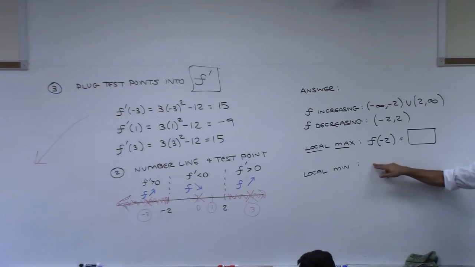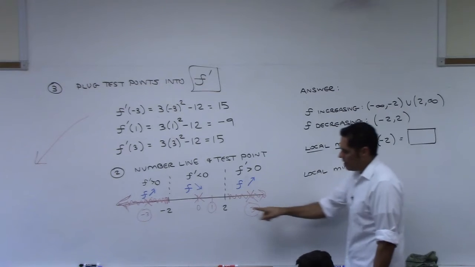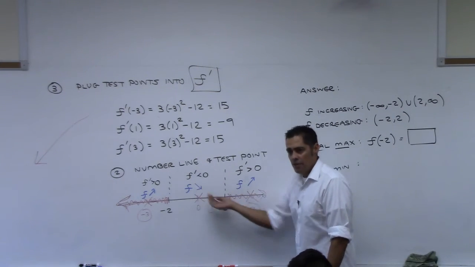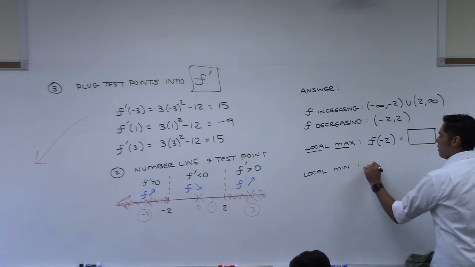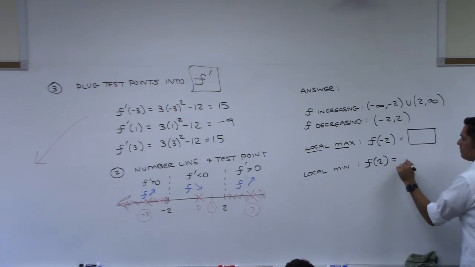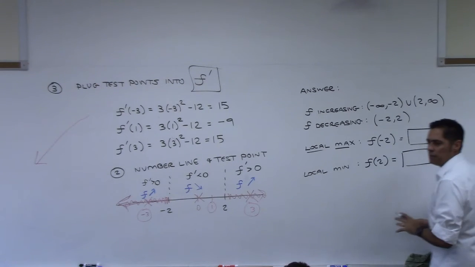Now what about a local minimum? We have one, right? That's happening at 2, because we go down then up. Down then up is a minimum. F of 2, you plug it into the original function, not the derivative, and you get a number here, and that's your answer.